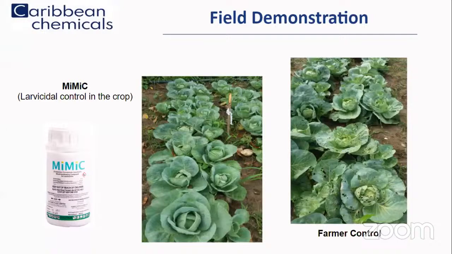This is a demonstration that we carried out with the Mimic in cabbage. And as I said, the Mimic is a larvae stop. It stopped the larvae from growing and forced them into molting. These are some pictures. The control, which you see over the right side, and the treated.